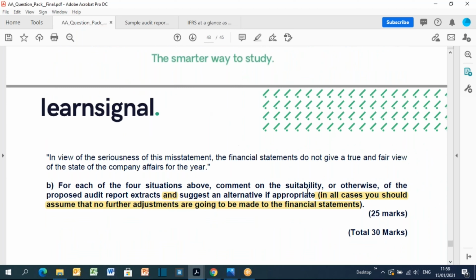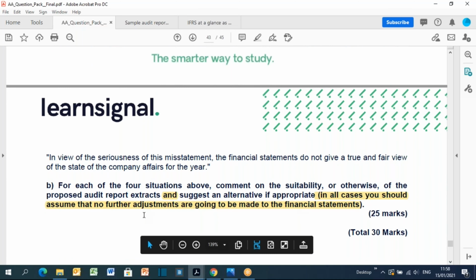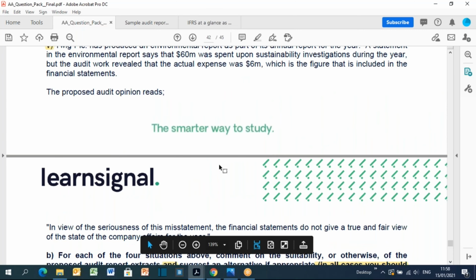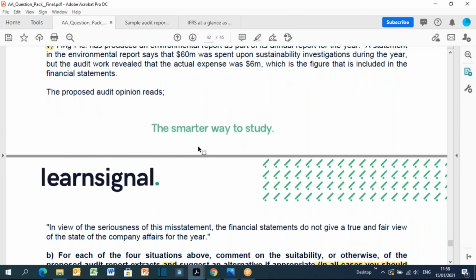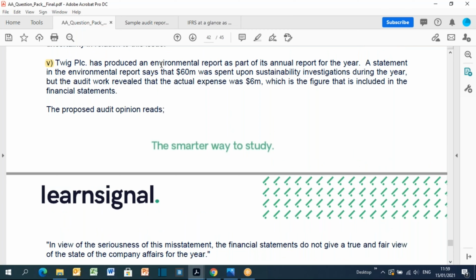But in this case, as you see, they're saying to you that no further adjustments are going to be made, no discussion, no nothing. You have in front of you the fact. You have to take a decision. The opinion should not be modified at all, because it's in regards to the other information that is given as part of the annual report. So it's not part of the financial statements, it's other information given.